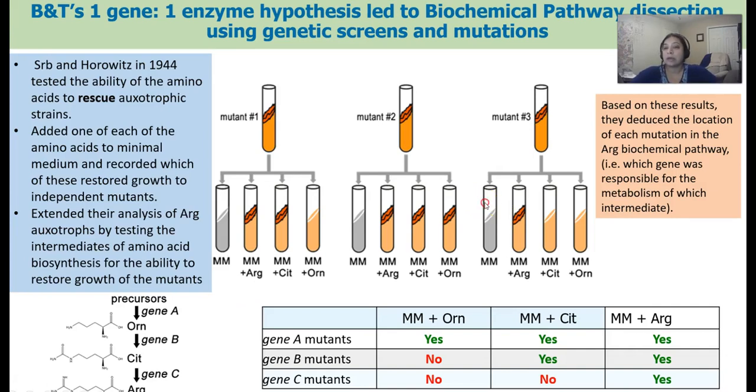So based on these results, they could pretty much deduce which mutant had what mutations within that pathway as long as they knew the pathway and the intermediate steps within it. And that was, again, a big advance.